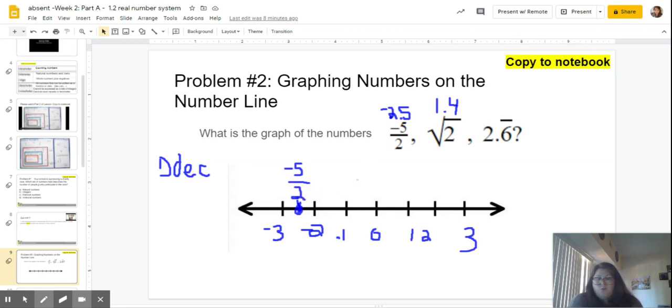Then I look at 1.4. I know 1.4 is between 1 and 2, and it's almost in the middle. So I'm going to put a dot around the middle, and I'm going to write the original number, which is the square root of 2. And the last one is 2.6. That's bigger than 2, but smaller than 3, a little bit closer to 3. And I'm going to write the original problem, which is 2.6 repeating.